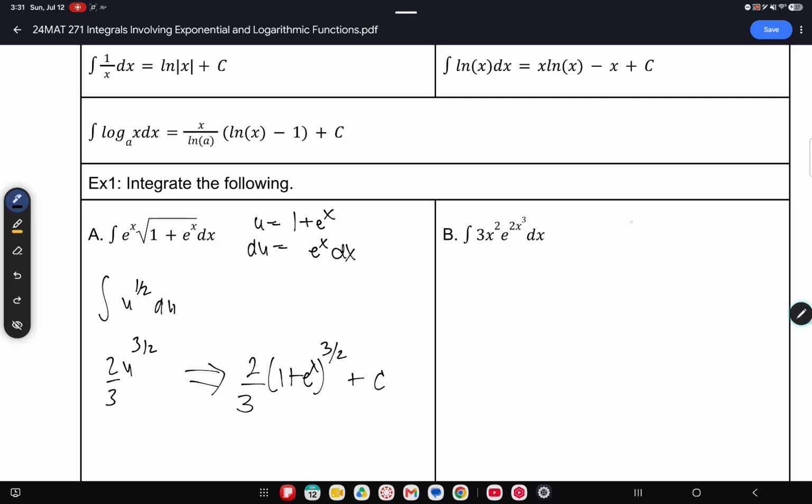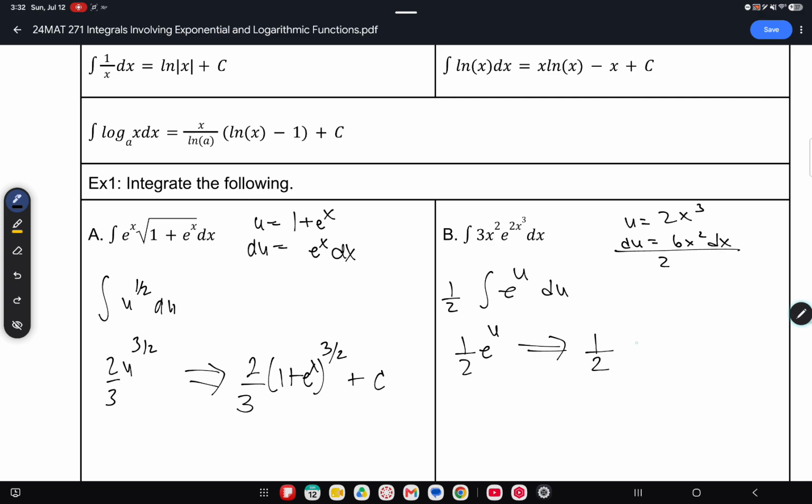Right? Can do another one. So u can be the exponent, 2x cubed. The du is going to be 6x squared dx. And I want 3x squared, so I can divide by 2. So 1/2 integral of e to the u du, which is just going to leave me with 1/2 e to the u plus c. And now I'll just put in the original. So we have 1/2 e to the 2x cubed plus c.